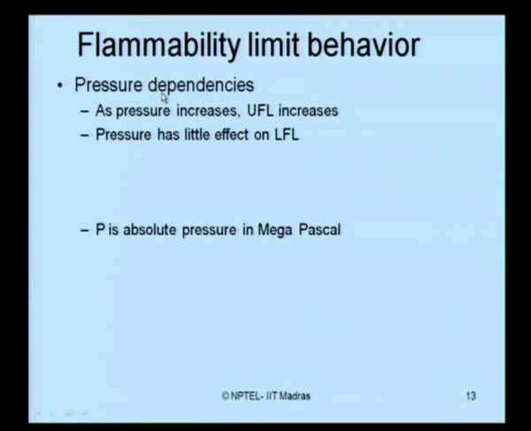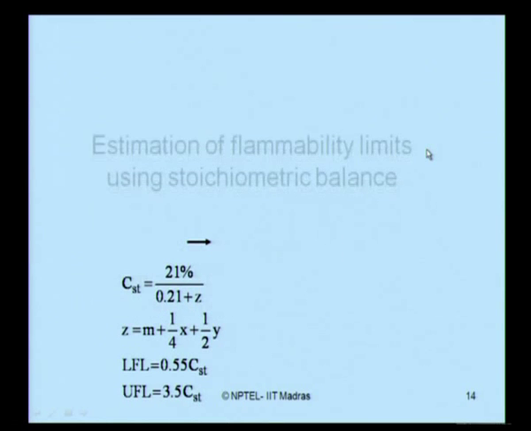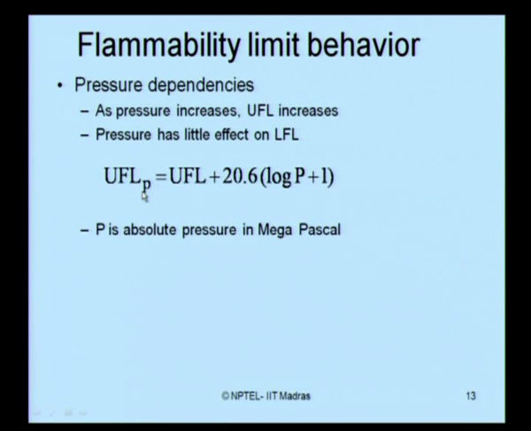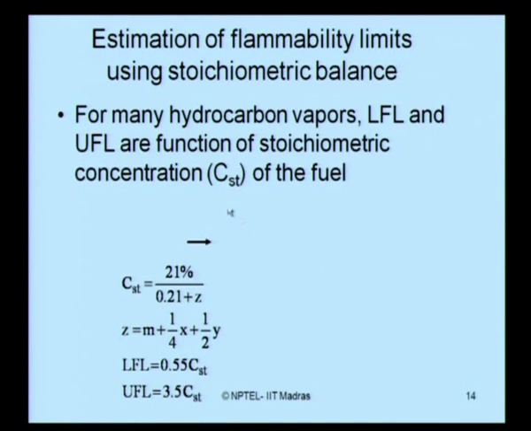As pressure increases, the upper flammability limit increases, as pressure has very little effect on the lower flammability limit. The upper flammability limit is given by a simple equation as a function of pressure. If you know the conventional upper flammability limit of the liquid, then you can always find the influence of any pressure P on the flammability limit using this simple expression, where P is absolute pressure expressed in megapascal. You can also estimate the flammability limits using stoichiometric balance.